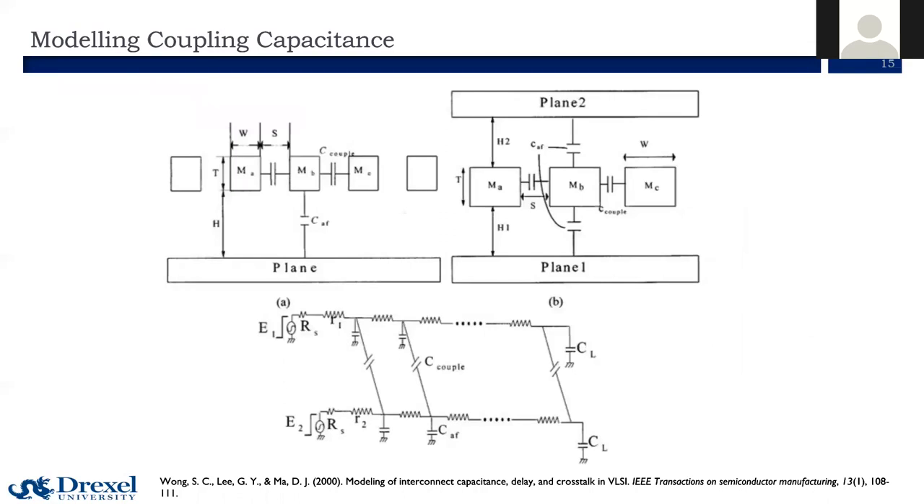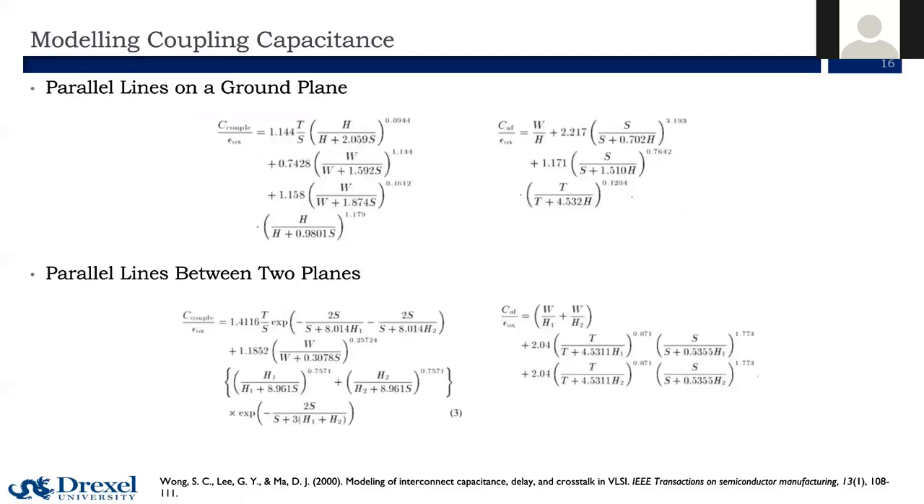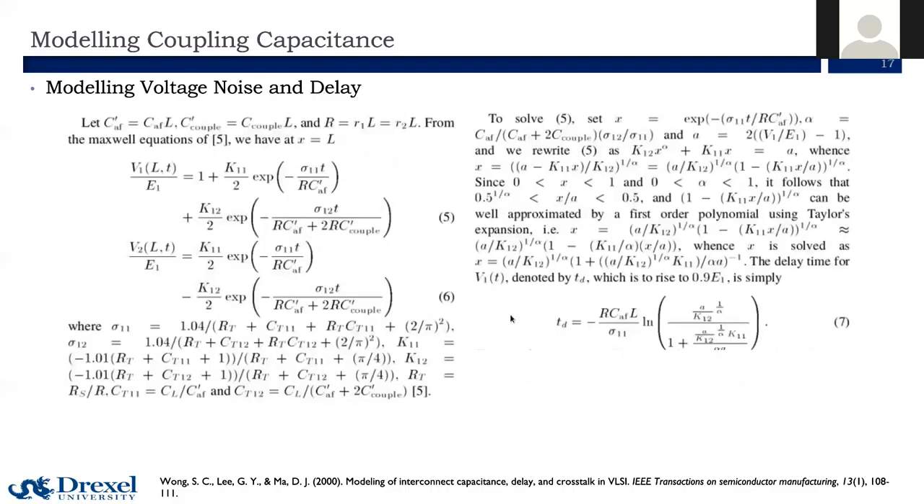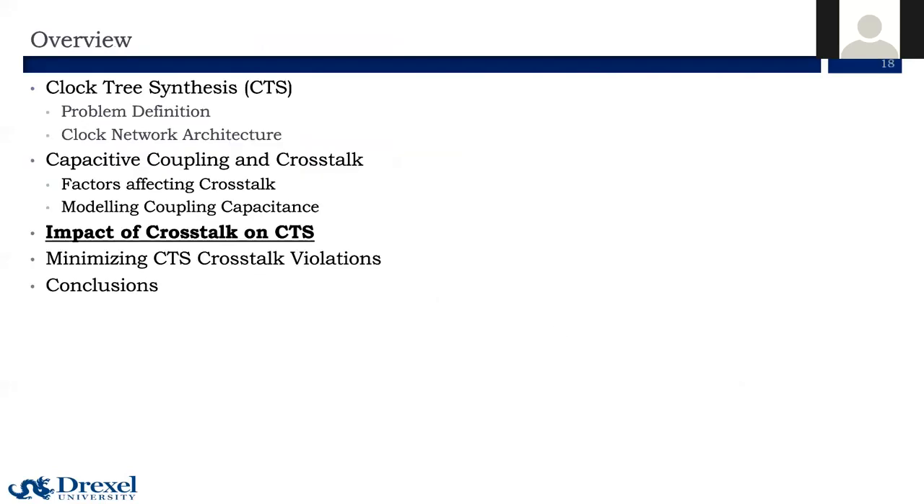Coupling capacitance and its effect on delay and voltage can also be modeled. There have been certain models that model the coupling capacitance, the capacitance between the wire and its neighbor, the capacitance between the wire and ground, alongside the voltage variations and the delays that it causes. However, these are empirical models and are process dependent. In the next section, we will be discussing the impact of crosstalk on clock tree synthesis.